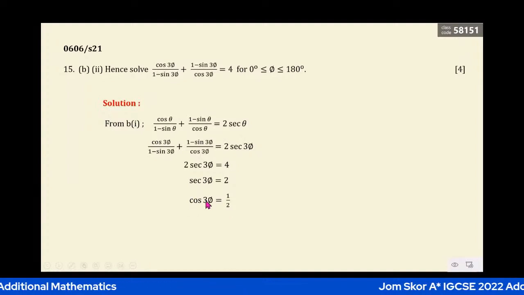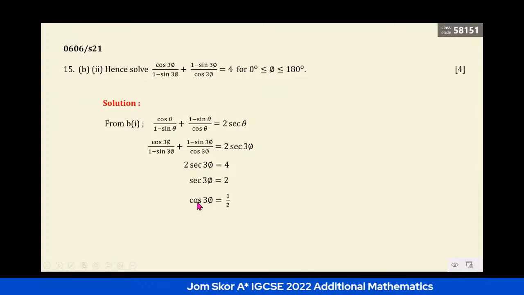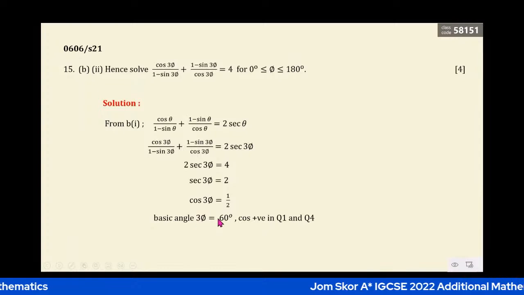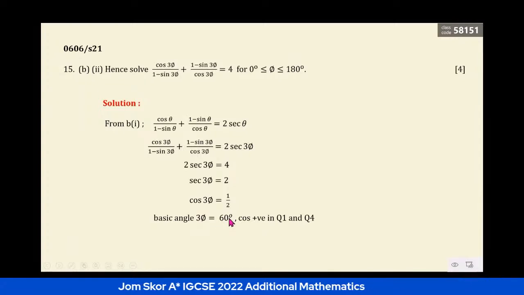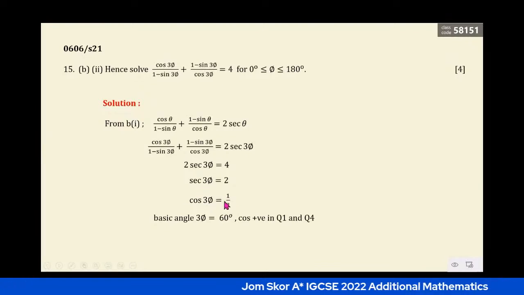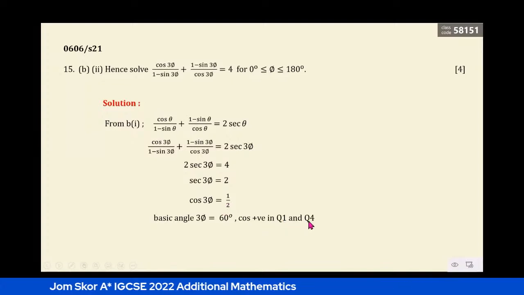So we find the basic angle of 3 phi. So inverse cos 1 over 2, the basic angle is 60 degrees. Okay, don't divide directly by 3 here. Okay, so we have a basic angle of 60 degrees. Now look here. Earlier it was negative, the first one, 15A. Now, this one, we want to find cos positive. So cos is positive in quadrant 1 and quadrant 4.